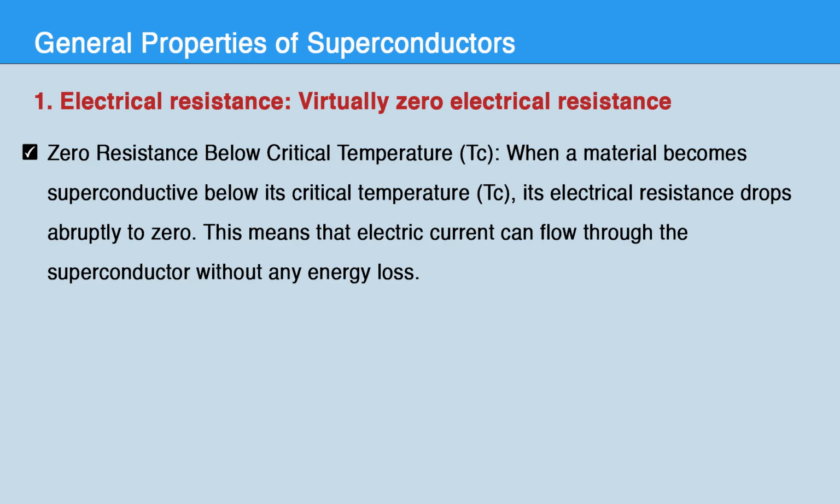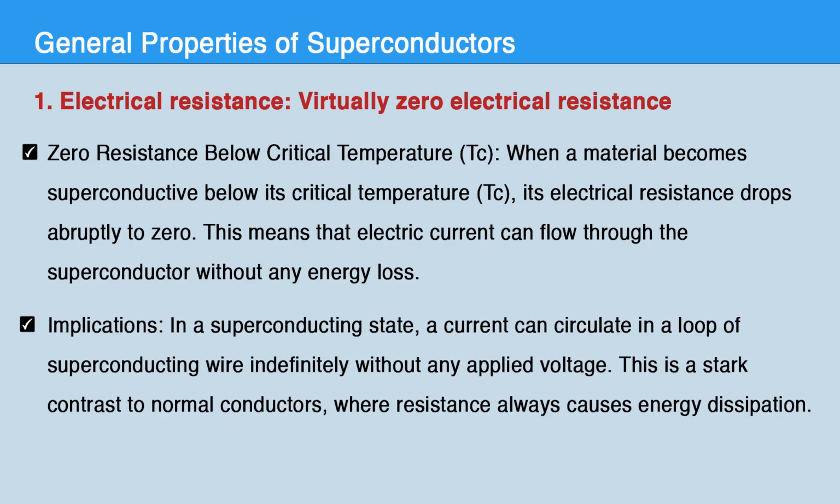When the material becomes superconductive below its critical temperature, the electrical resistance drops to 0. That means that electrical current can flow through the superconductor without any energy loss. In the superconducting state, the current can circulate in a loop of superconducting wire indefinitely without any applied voltage. This is in stark contrast to a normal conductor, where resistance always causes energy dissipation.